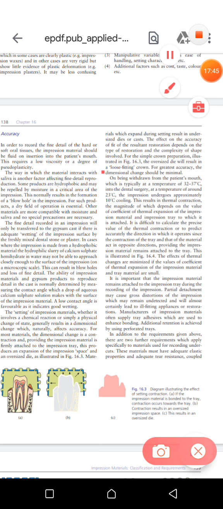On being withdrawn from the patient's mouth, which is typically at a temperature of 32 to 37 degrees centigrade, into the dental surgery at a temperature of around 23 degrees centigrade, the impression undergoes approximately 10 degrees of cooling. This results in thermal contraction, the magnitude of which depends on the value of the coefficient of thermal expansion of the impression material and impression tray to which it is attached.